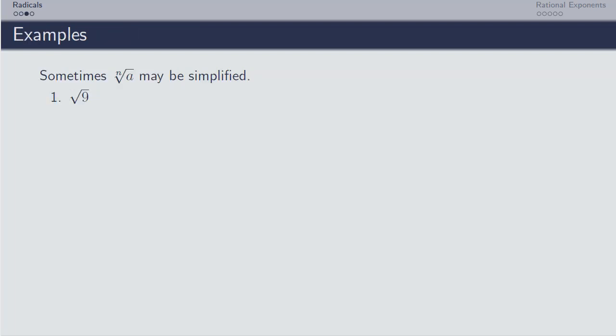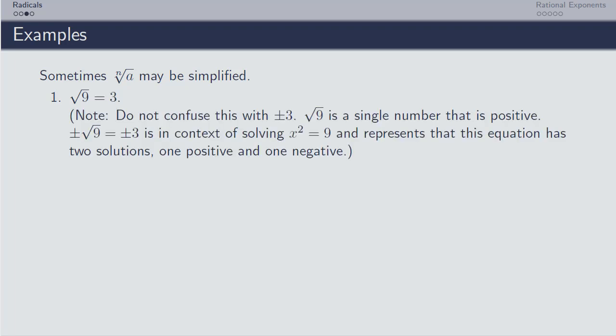Okay, some examples here. We can simplify this sometimes. The square root of 9. 9 is 3 times 3, so that would be 3. So the square root of 9 is equal to 3. Please don't confuse that with plus or minus 3. That is important to know, but it has a different context. Square root of 9 is a single number that is positive.